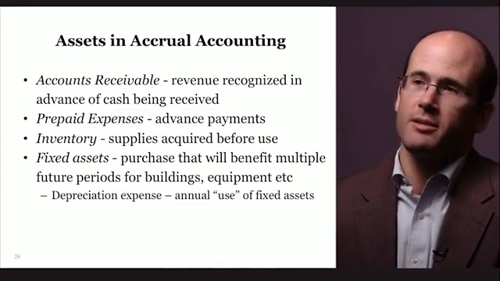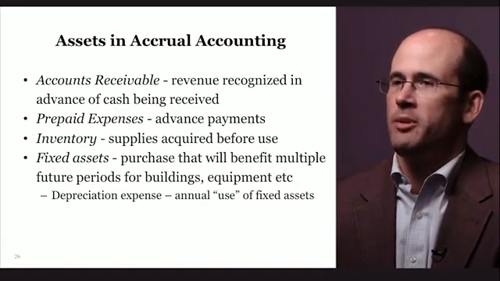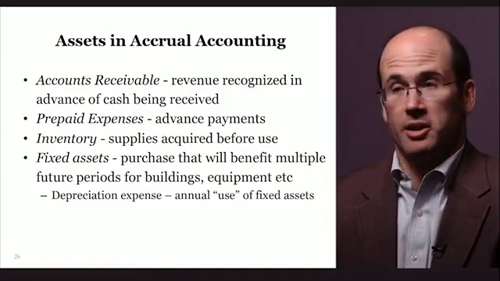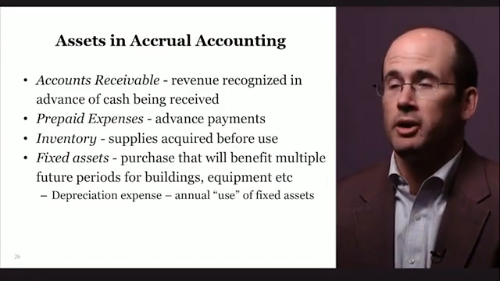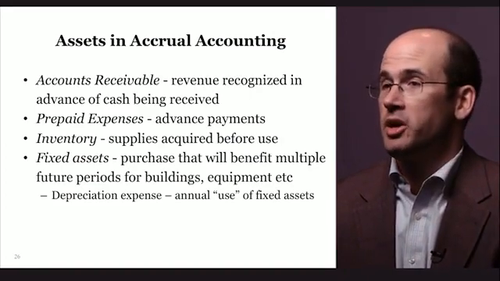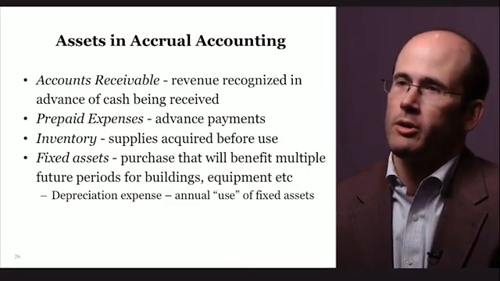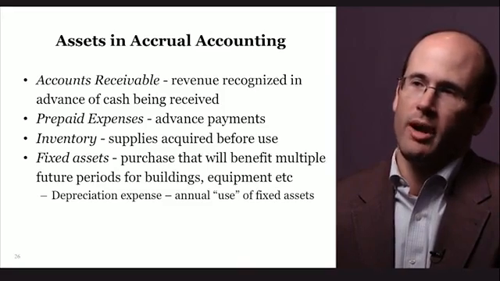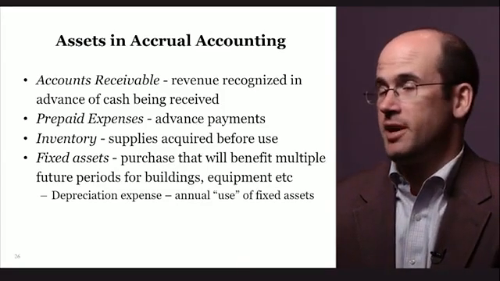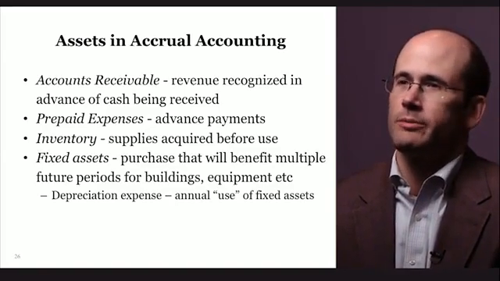And then fixed assets. Again, similar to inventory, here you're purchasing an asset that will benefit multiple future periods. It could be a building that'll benefit potentially up to 30 or 40 periods. It could be a car that maybe you'll use for 3 or 5 years. It could be a computer that you're purchasing now and you'll use for a number of years going forward. That's an asset that you'll record on your balance sheet, and then you'll record depreciation expense as you use that fixed asset over time. And we'll look at an example of fixed asset accounting here shortly.